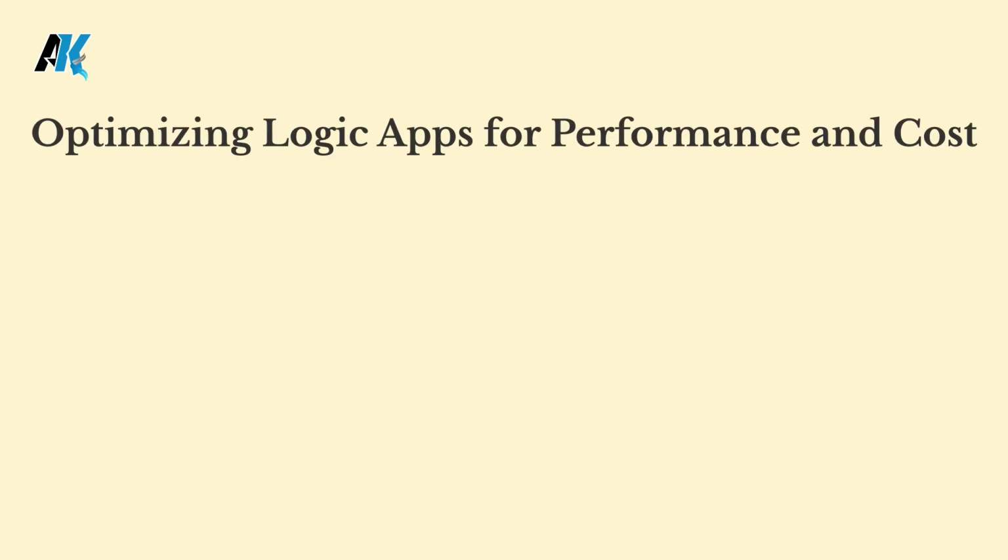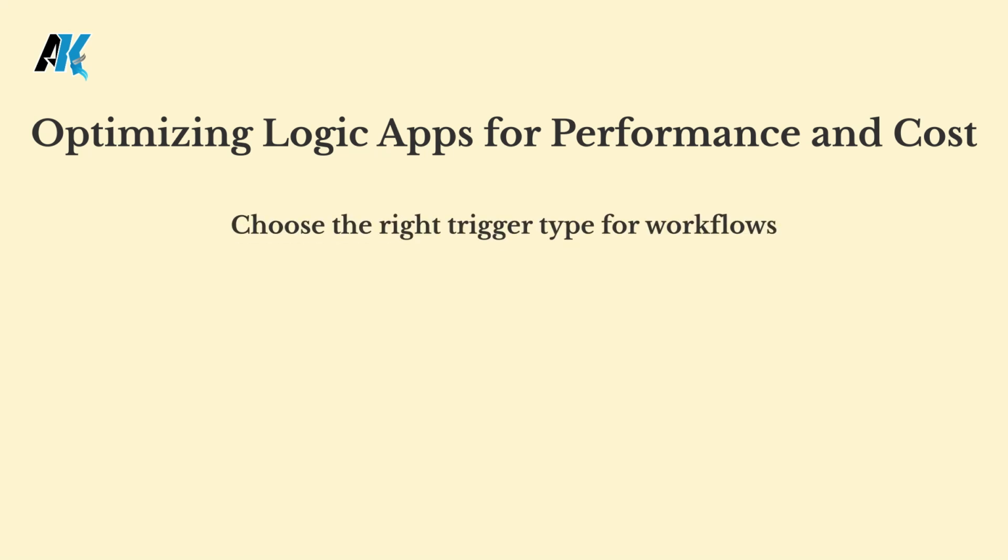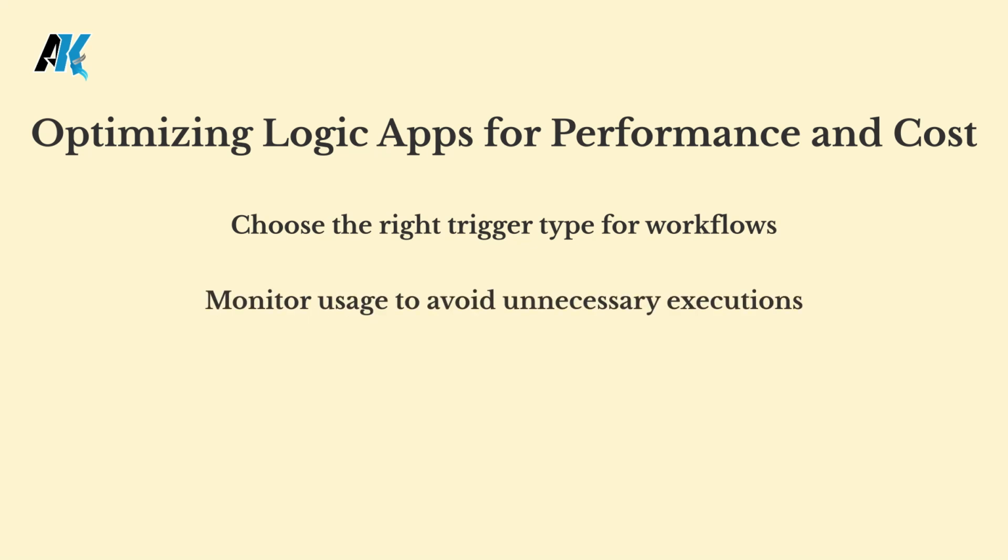To optimize logic apps for performance and cost, it's important to choose the appropriate trigger types for your workflows. For example, polling triggers can lead to unnecessary executions if not configured correctly. Monitoring usage and setting up thresholds for triggering workflows can help prevent overuse. Additionally, using connectors efficiently by consolidating API calls can significantly reduce costs.